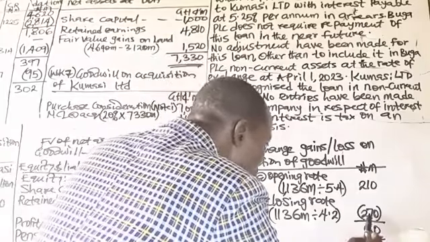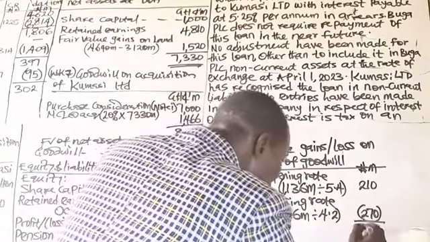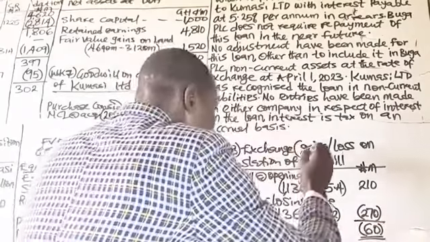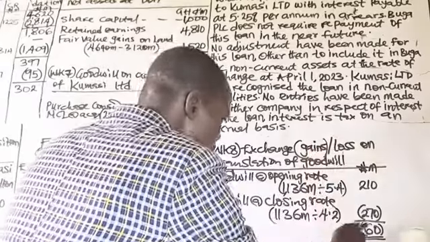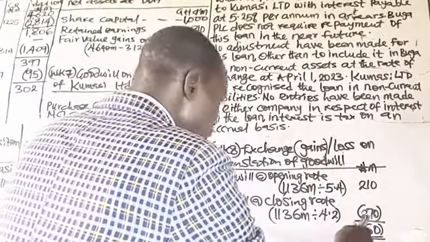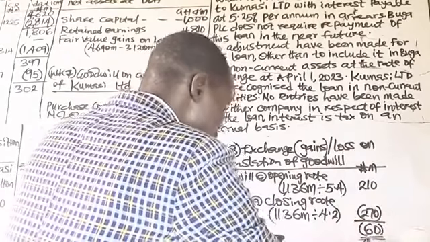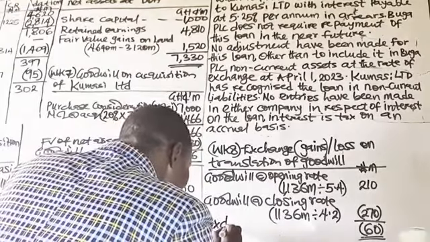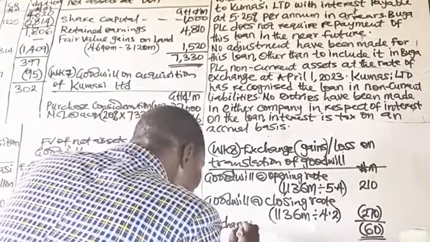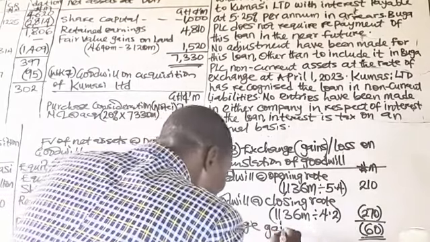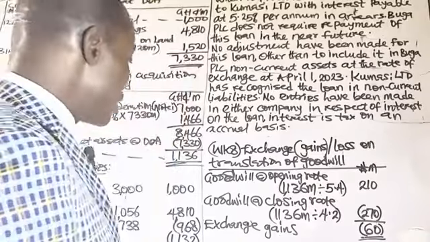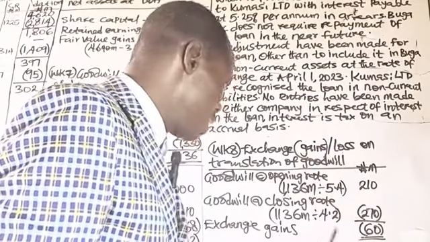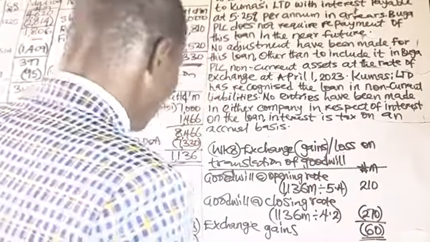Since the closing balance is greater than the opening balance, this 60 represents exchange gains. It is an exchange gain even though it is negative. So don't think it is a loss just because it is negative. So we have exchange gains. Normally, if you want to have positive, you would have taken the closing minus the opening. That is how it should be in order to have a positive result.